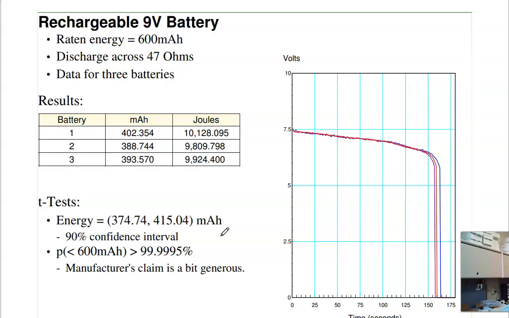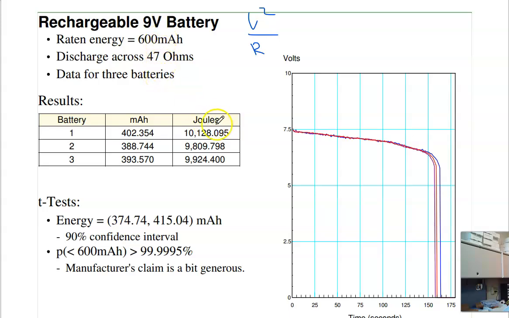Finally, let's look at a rechargeable 9-volt battery. This is a different brand I got off of Amazon. It's rated at 600 milliamp hours. I'll let it discharge across a 47 ohm resistor because with a 10 ohm resistor, V squared over R is 8.1 watts. That gets pretty hot. At 47 ohms, you're doing 2 watts, nearly a 2 watt resistor.